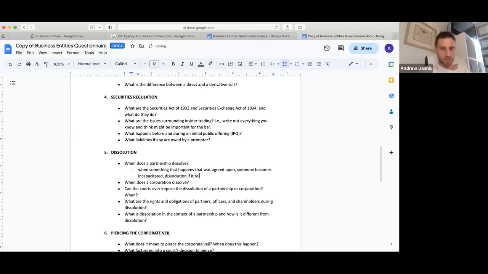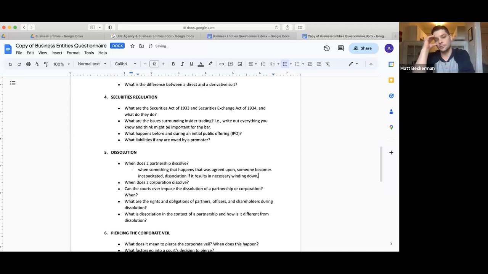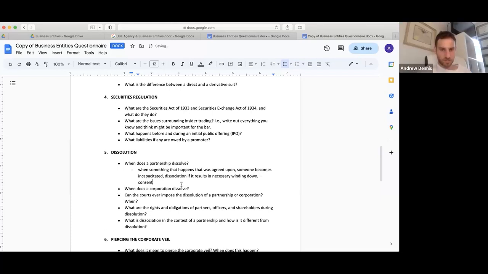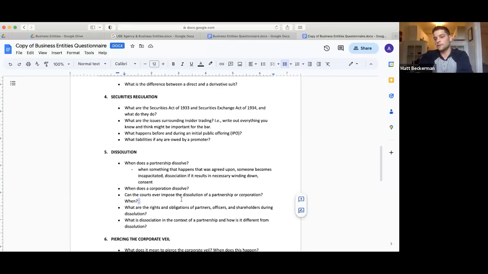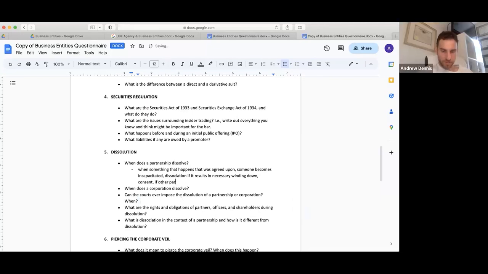If the dissociation results in necessary winding down. Yeah, like if it's only a general partner and a limited partnership disassociates, or a majority partner dissociates and the rest of the partners decide that it can't continue without that person. Yeah, there's a lot of reasons to dissolve a partnership. But if ever a partner leaves, the rest of the partners have to vote to continue the partnership, correct? Yeah.